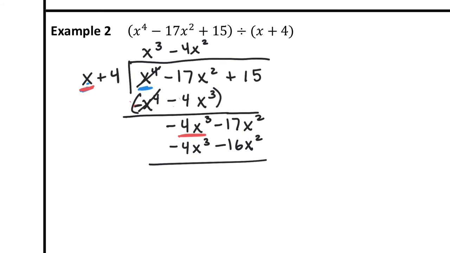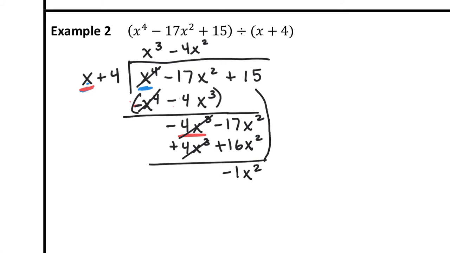We're going to subtract. So subtracting changes the signs of these numbers. So instead of being two negatives, they're going to be two positives. What's negative 4 plus 4? You're going to cancel. What's negative 17 plus 16? It's negative 1x squared.